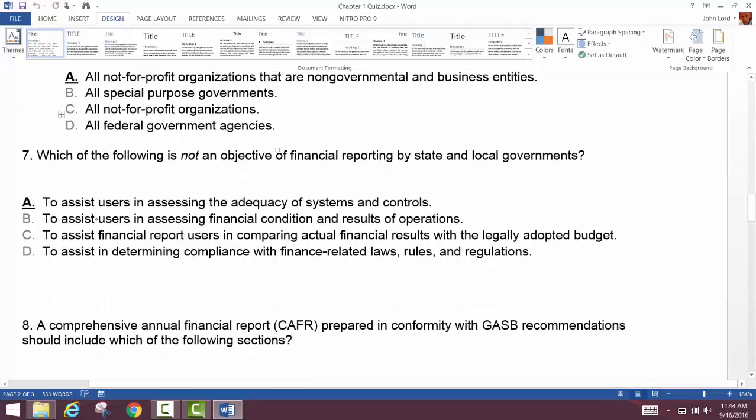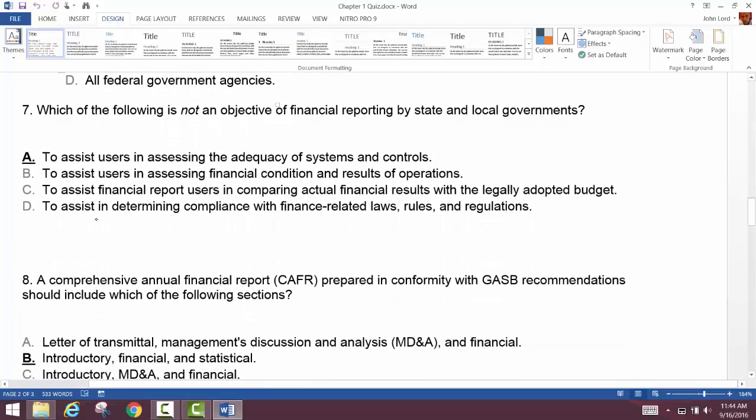Number 7. Which of the following is not an objective of financial reporting by state and local governments? To assist users in assessing the adequacy of systems and controls? Is that what we do with our governmental financial statements? Our financial statements are to assist users in assessing the adequacy of internal controls? No. These other things, financial condition, results of operations, those are what our financial reports do, don't they? So which of the following is not an objective? Not to assess the internal controls, right?